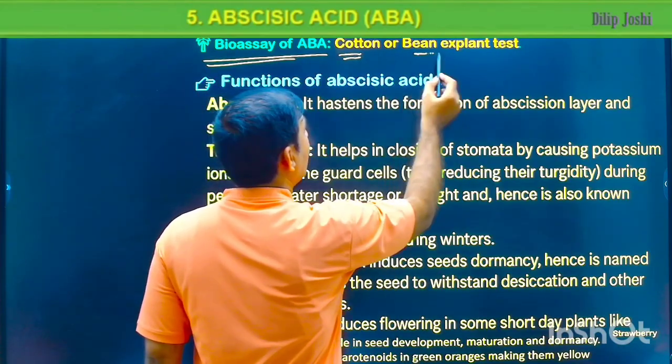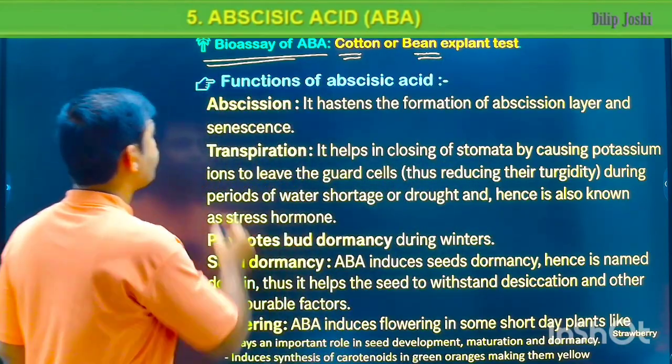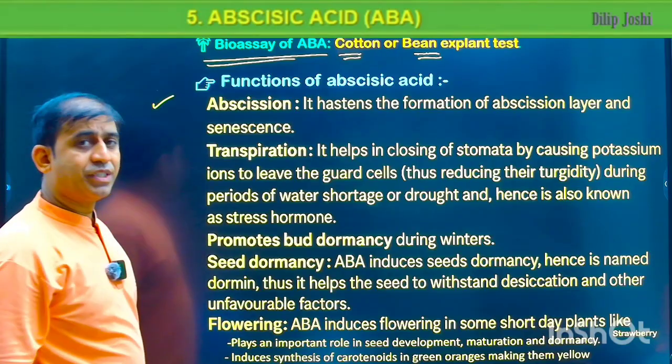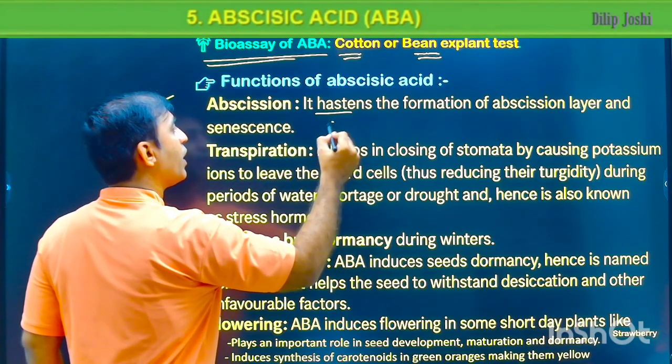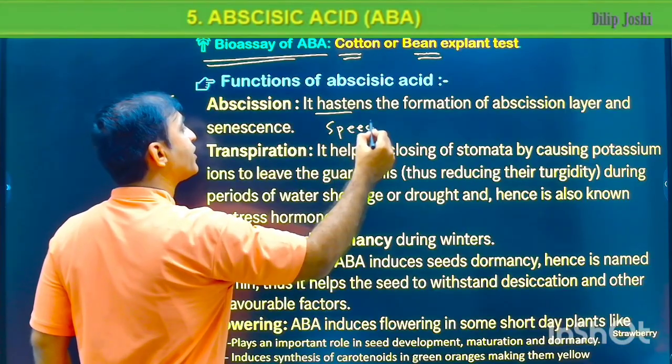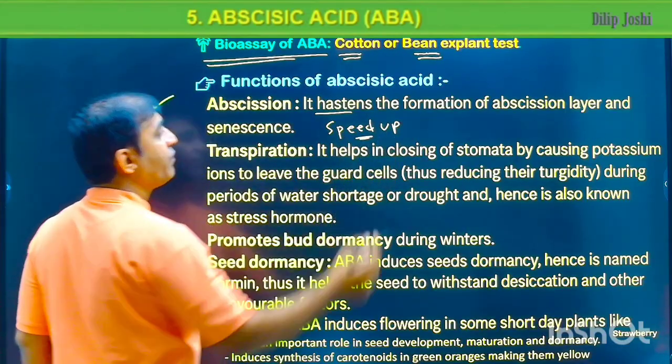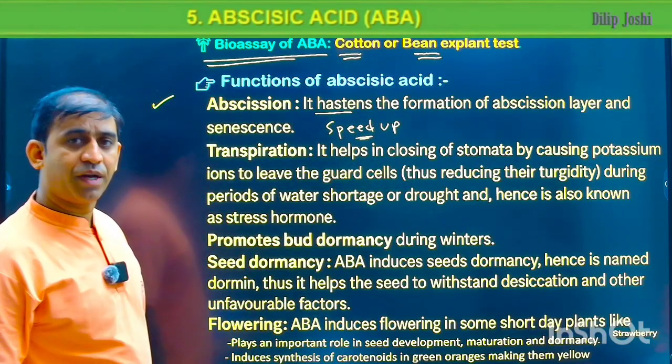Then cotton or bean explant test. Then function. What is the function of ABA? Hasten means, I told you, it will increase or speed up. It will hasten the formation of abscission layer.